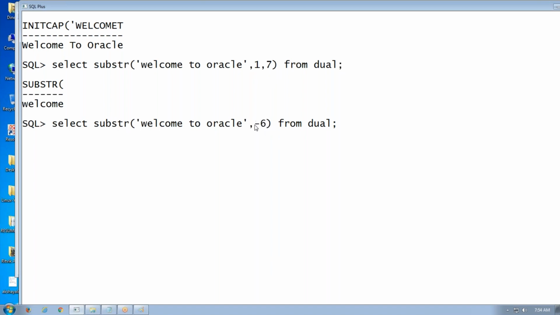Here, what is this position? From the end of the string, go to the 6th position. This is O, the 6th character. From this position, print the entire line. It means the last 6 characters it will print.